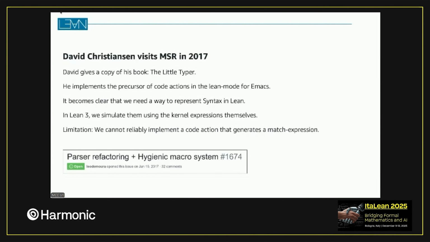But in the process, it was clear we had a limitation. We did not have a way to represent syntax in Lean 3. We had a hack. You would not be able to have a code action that produces a match expression, for example. And this was a big limitation. I created an issue on GitHub that Sebastian claims triggered the creation of Lean 4. It created a sequence of events that made us decide to build Lean 4.